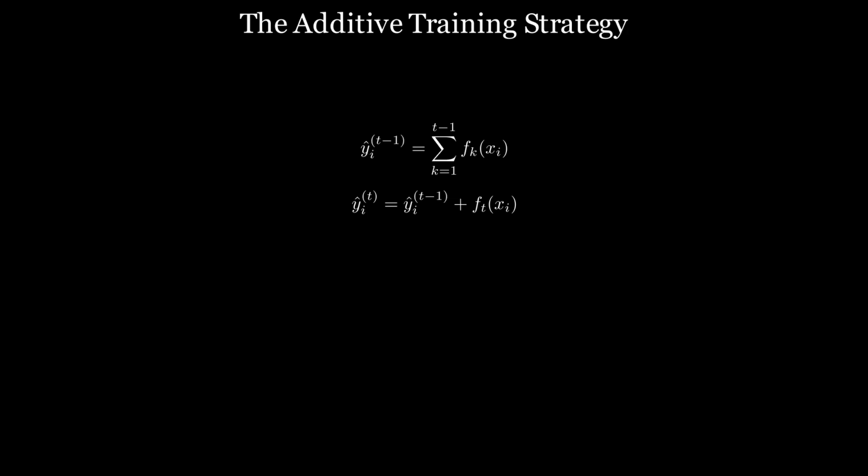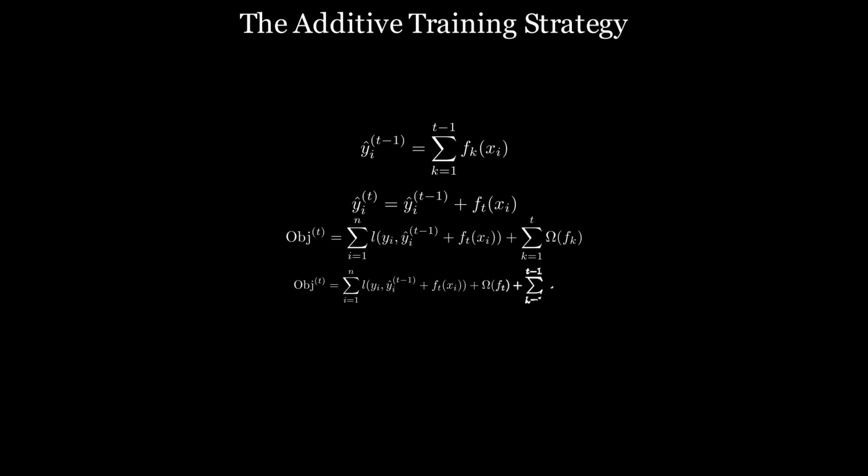Our goal at each step t is to find a specific tree ft that minimizes our overall objective function. So, let's write the objective function for step t. We substitute our new prediction, y hat i at step t, into the general objective function. We can split the regularization term. The sum up to t-1 is a constant at step t because those trees are already built and fixed. This objective function is still complex because the new tree ft is inside the loss function L.